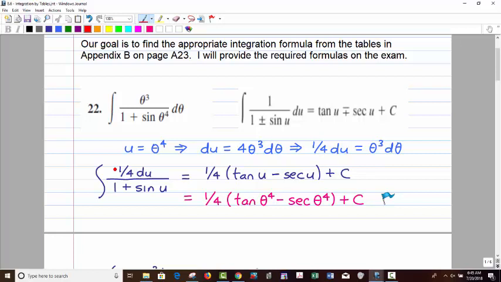So yeah, that's very critical. And once you do that, it's pretty easy from there. So you use this formula with the 1/4 in front of it, and then now just replace u with theta to the fourth, and then we have it.